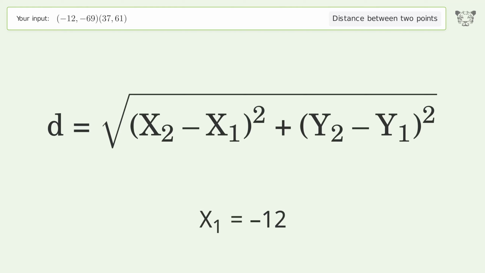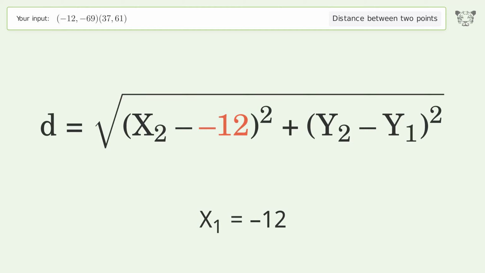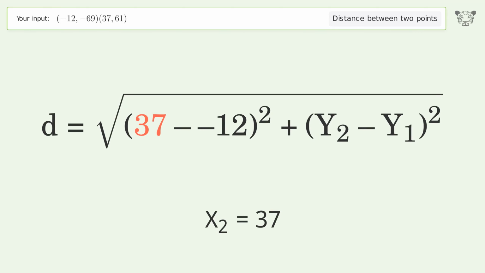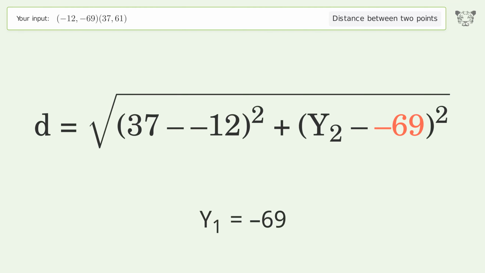x1 equals -12. x2 equals 37. y1 equals -69. y2 equals 61.